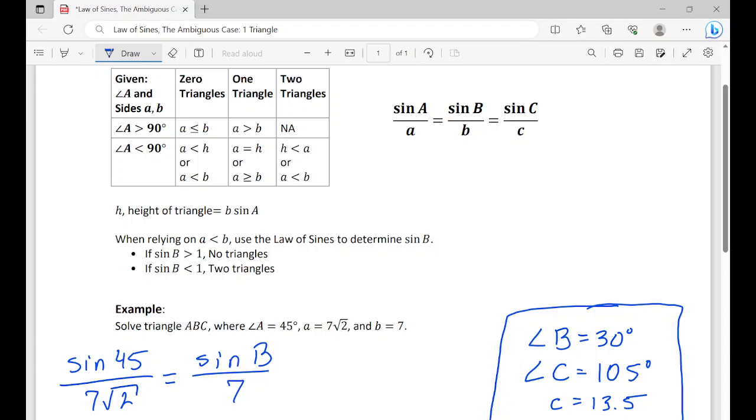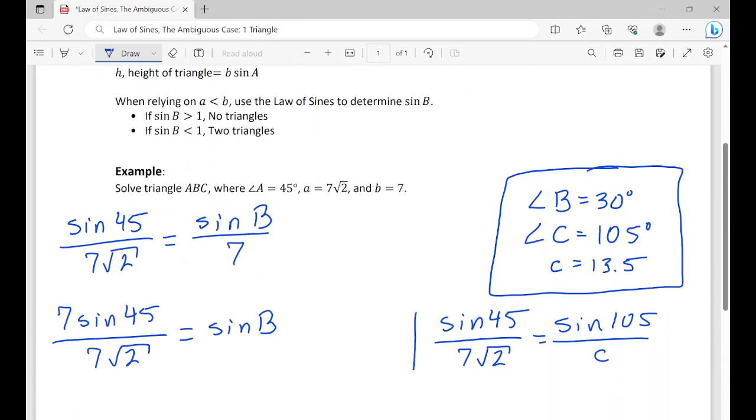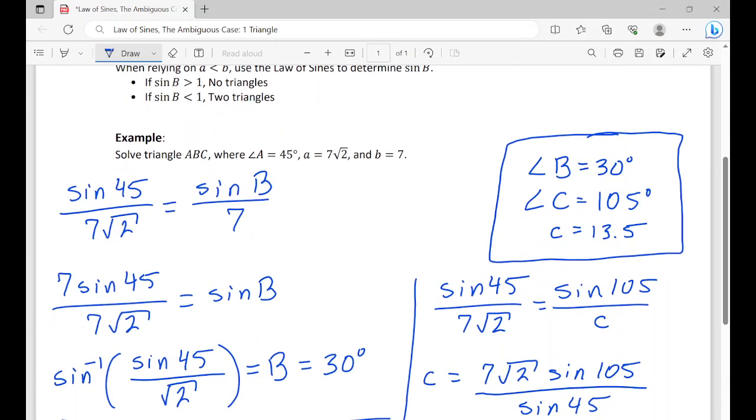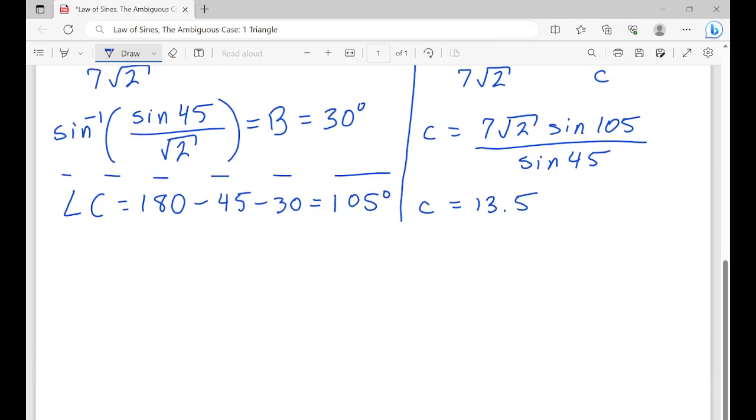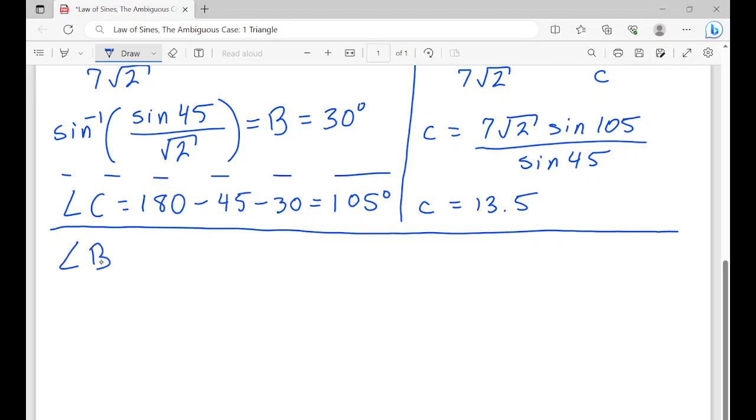Well, let's say you believe that there's two triangles. So let's find the second triangle. And we would do that the exact same way we'd find another triangle, is we would just take angle B for the second one, and we would do 180 minus 30, because that's what angle B is, and we would get 150 degrees for angle B.